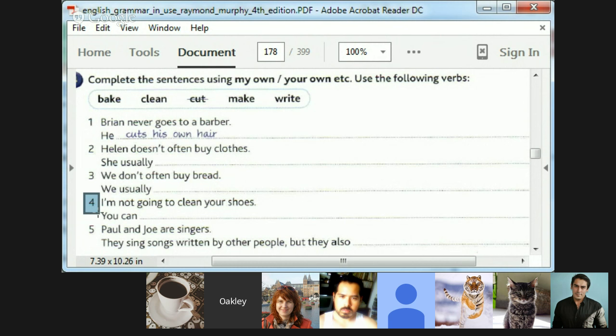Lena, number 4. I'm not going to clean your shoes. You can clean your own shoes. You can clean your own is fine. Is there another way to say this? You can clean your shoes yourself. Yeah, there you go. I'm not going to clean your shoes. Do it yourself. That would be much more natural, expressive conversational English, especially for a situation like this.